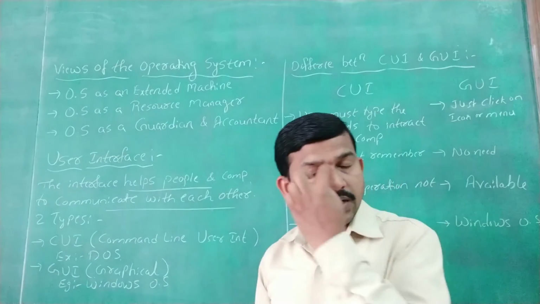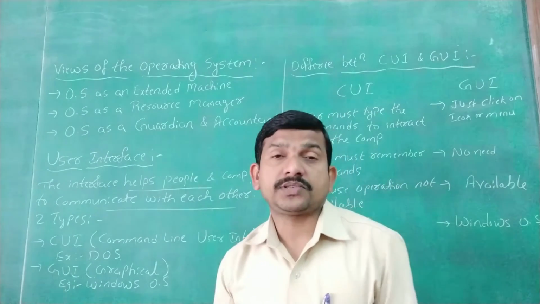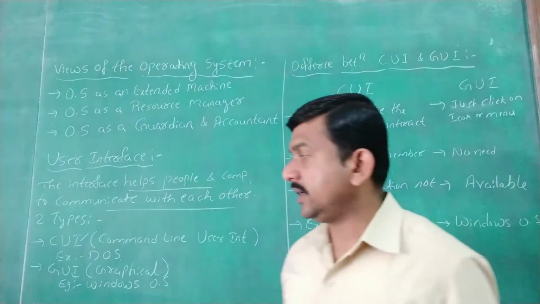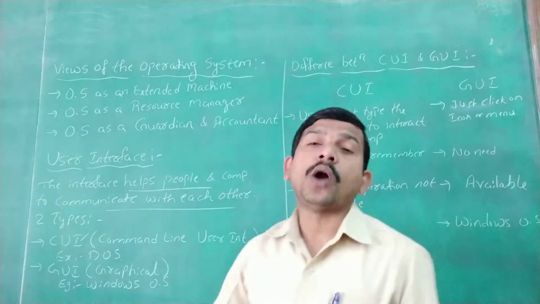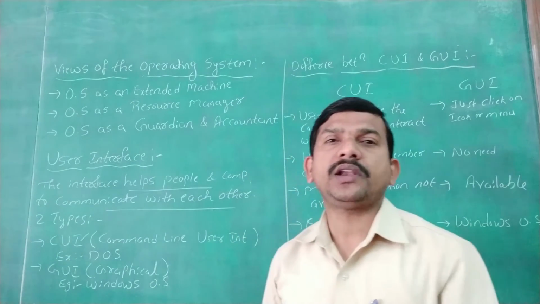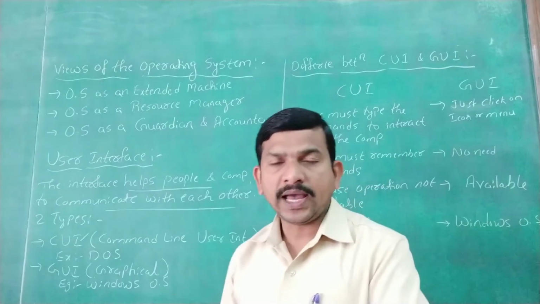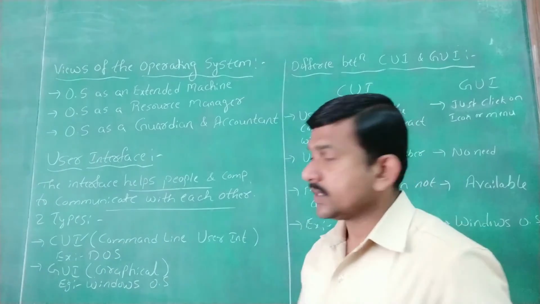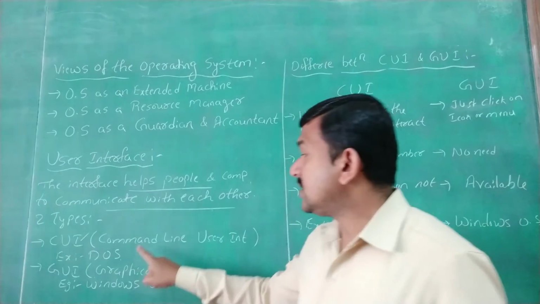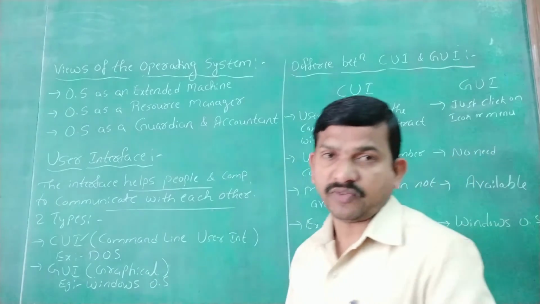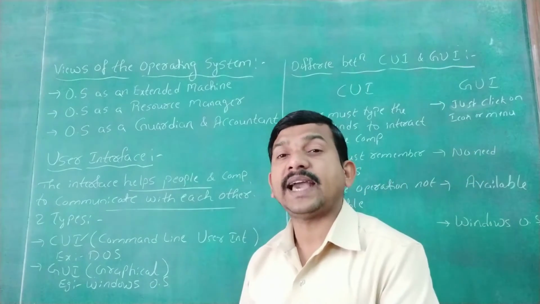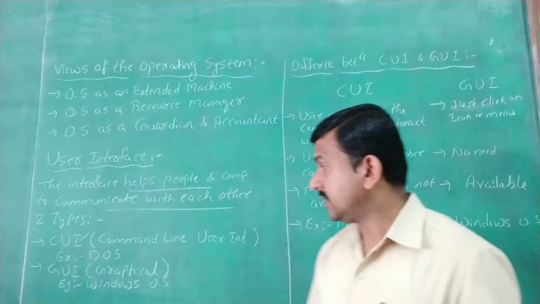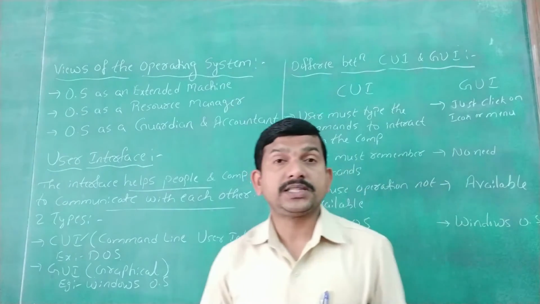So in a computer or mobile, there are two types of interface we have seen. The first one, CUI, and the second one, GUI. There are two user interfaces, CUI and GUI. What do you mean by CUI? CUI stands for command line user interface, or normally called character user interface also. Character or commands. What do you mean by commands here?